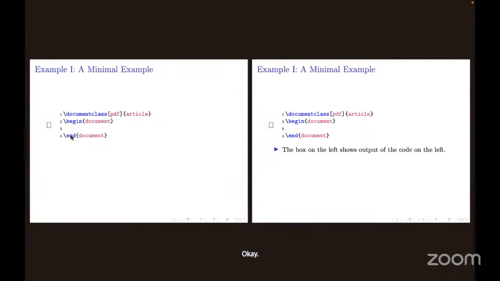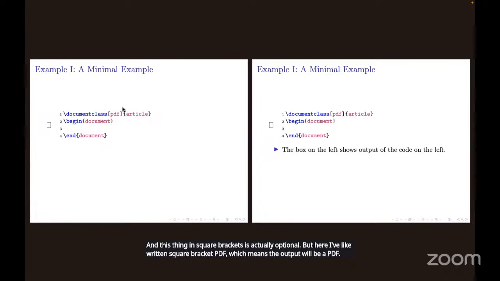Okay, so remember every LaTeX document has to start with this document class command. This tells us what type of document we're intending to typeset. So it could be a thesis, in which case you use report, or an article, or a beamer, or slides. But you have to tell what type of document you're trying to typeset. And this thing in square brackets is actually optional. But here I've written square bracket PDF, which means the output will be a PDF.